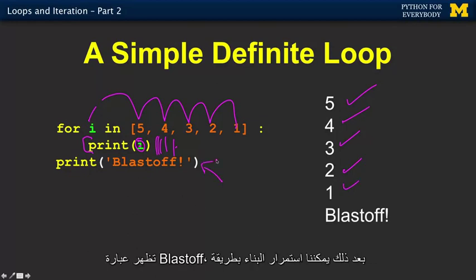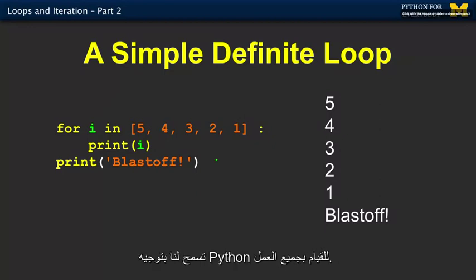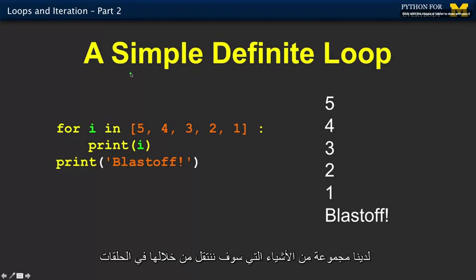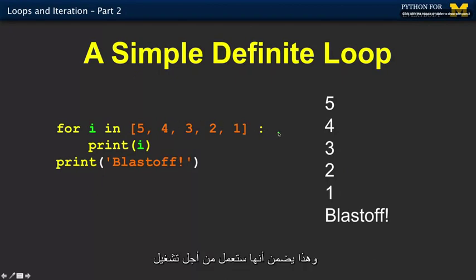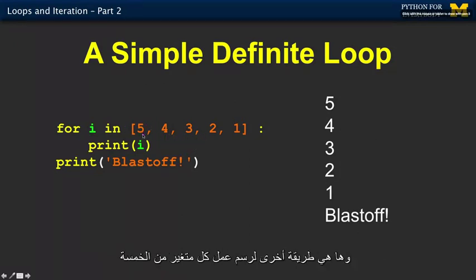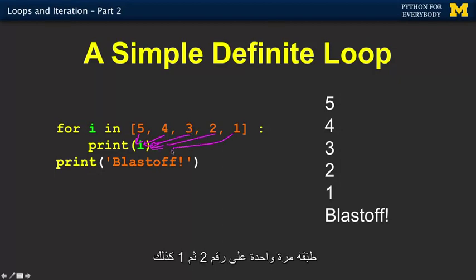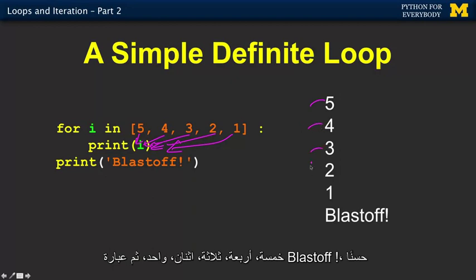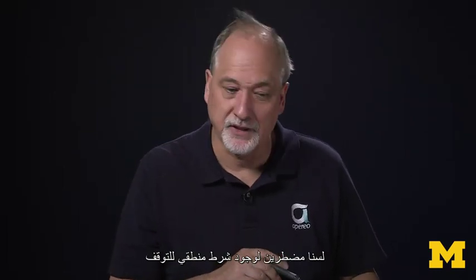Blast off. And so we construct it in a way that we just have directed Python to do all the work. We have an iteration variable, we have a set of things we want to loop through, and it just guarantees that it's going to run this code once for each of these 5 values. Another way to draw that would be, run it once for 5, run it once for 4, run it once for 3, run it once for 2, and run it once for 1. 5, 4, 3, 2, 1, blast off. Right? So that's very definite. Python takes care of everything for us. We don't have to have a logical condition to stop or anything like that.